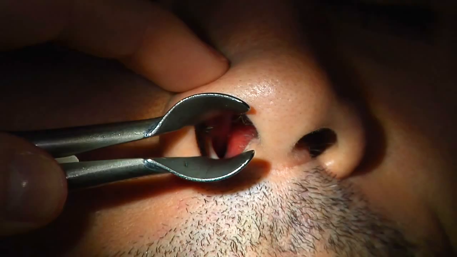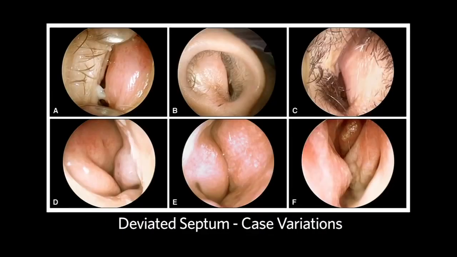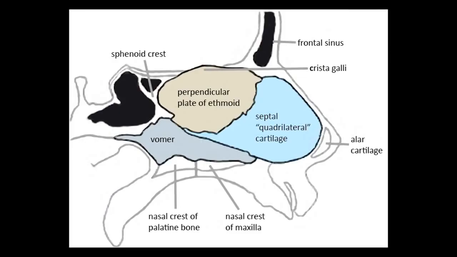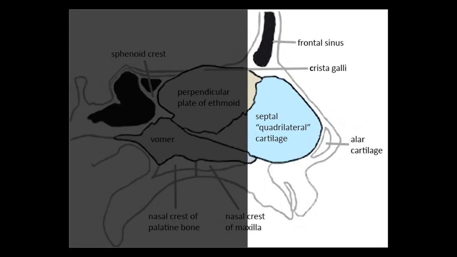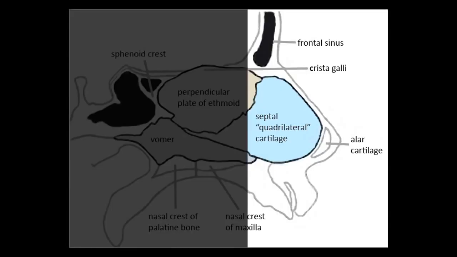The nose is divided into 2 cavities. The midline structure is known as the nasal septum. The mucosa is usually pink. The septum may be deviated to one side or the other, or both. The septum contains 2 components, cartilaginous and bony. The cartilaginous component is known as the quadrilateral cartilage.